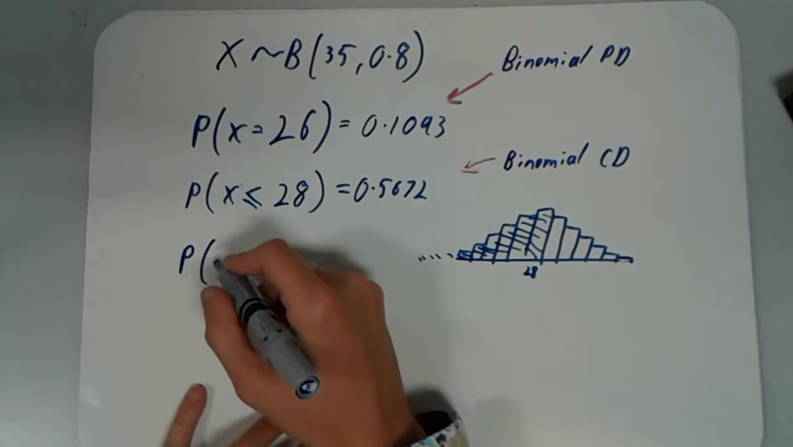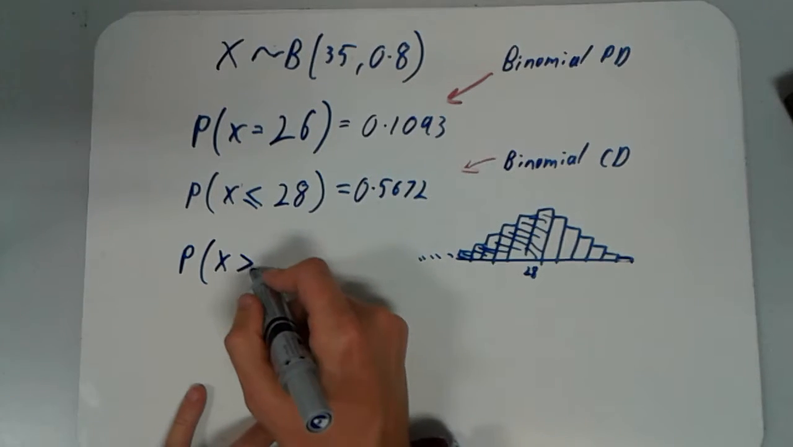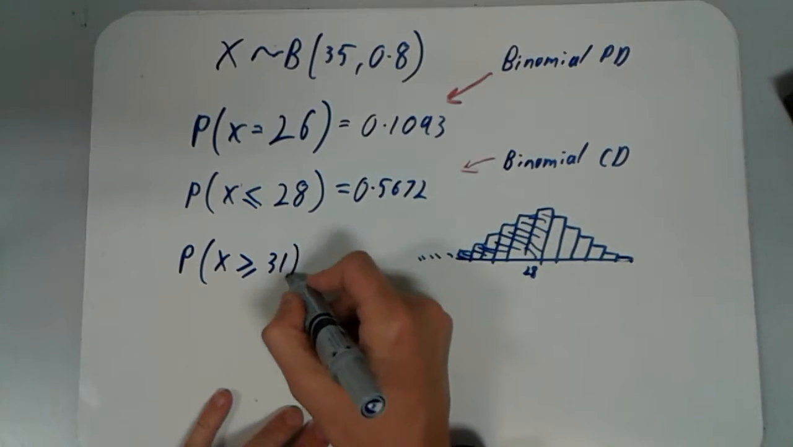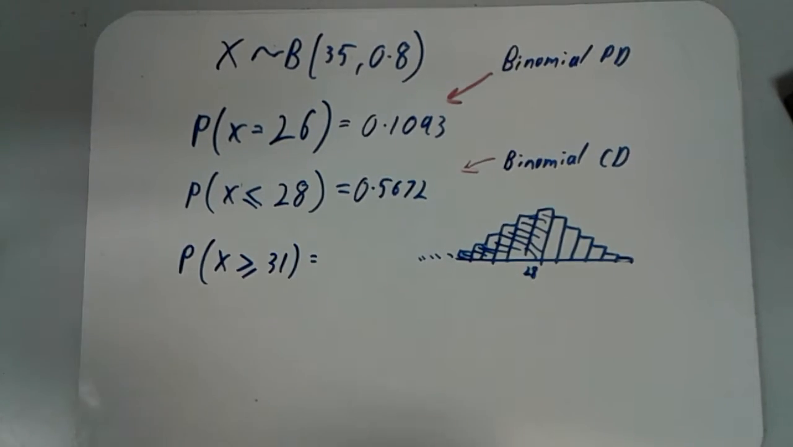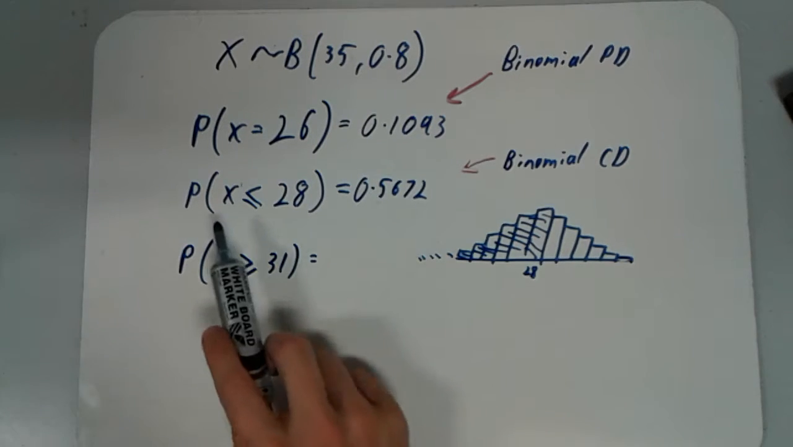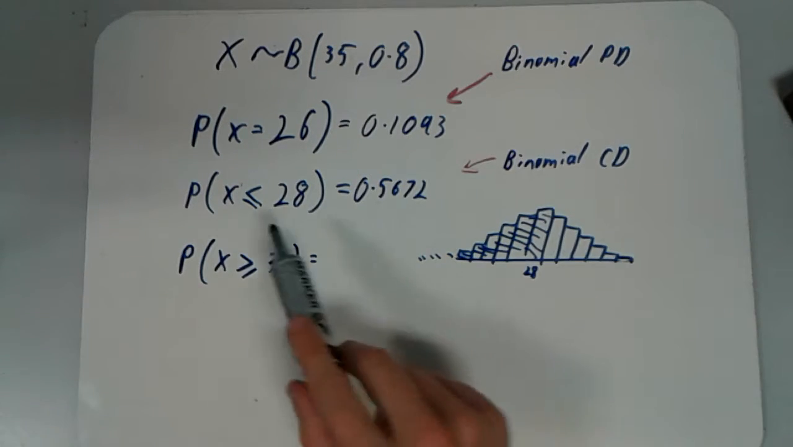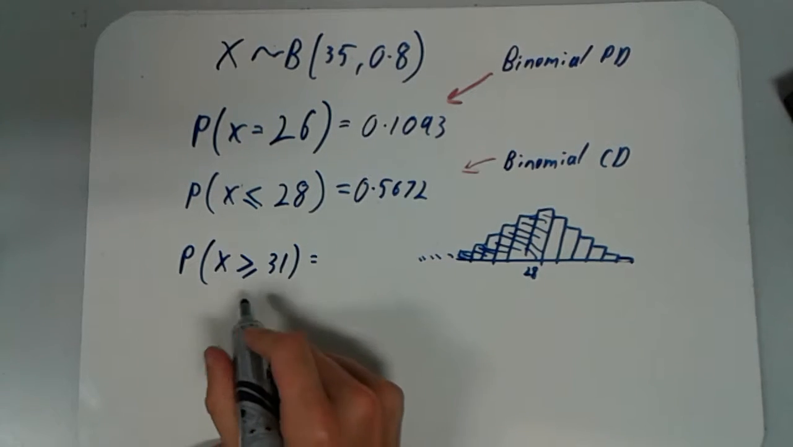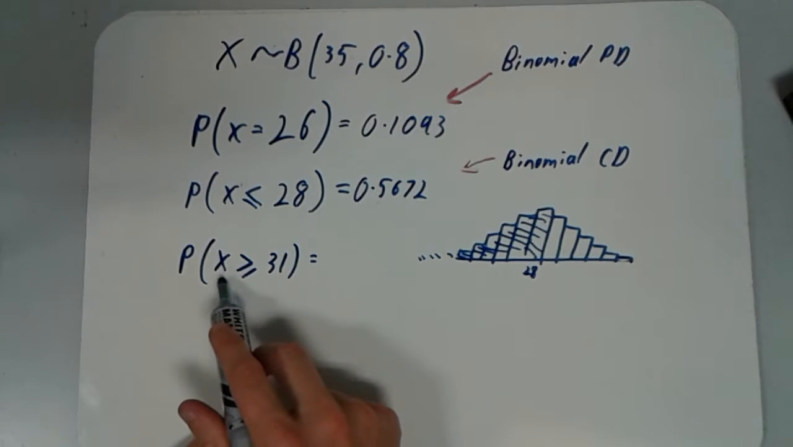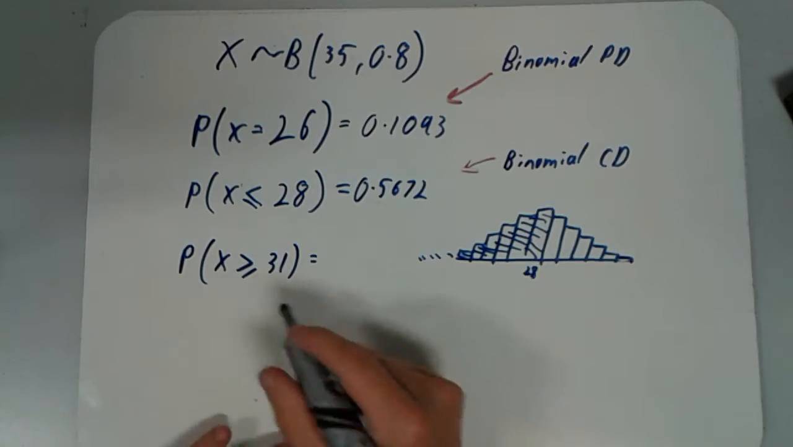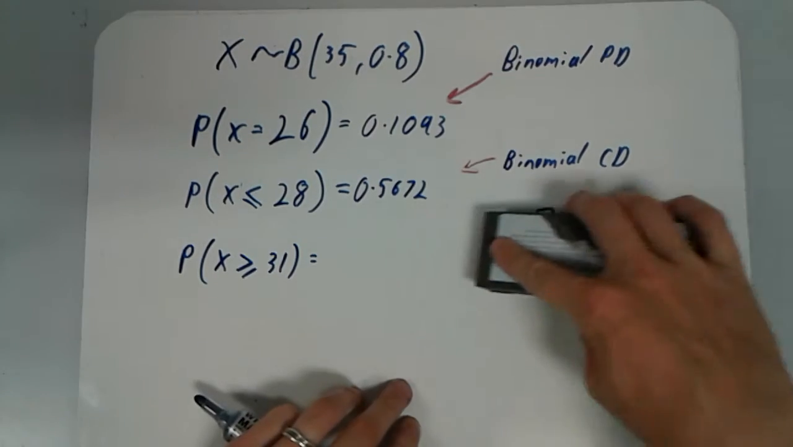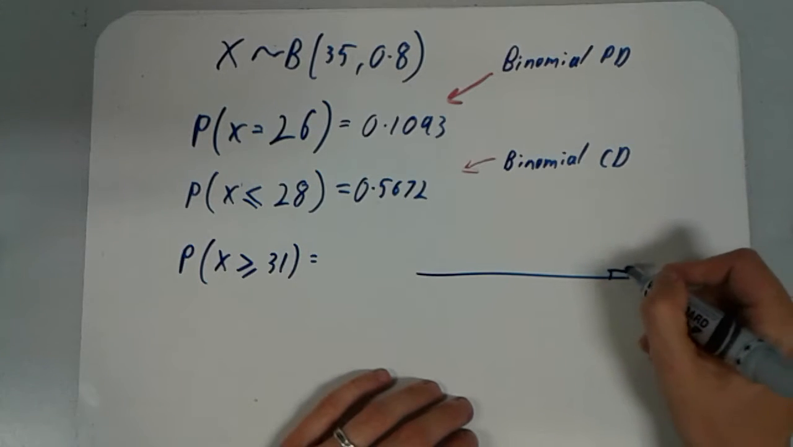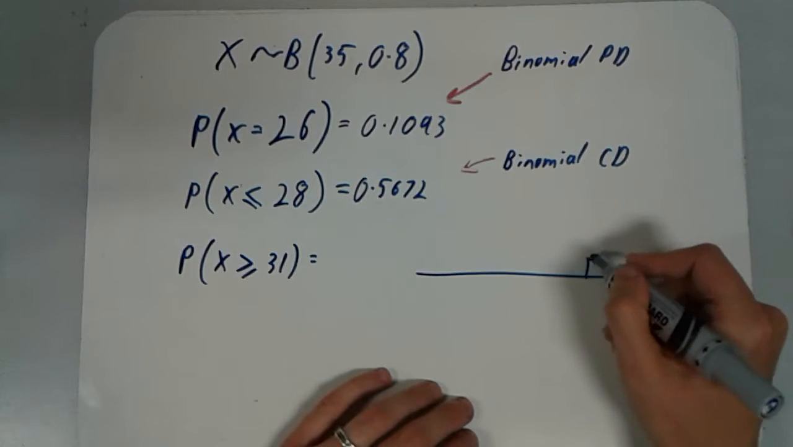But let's say that I wanted to know the probability that x is greater than or equal to, let's say, 31. Our calculator can only do cumulative distribution, which is up to and including a value. So we're going to need to rewrite this question because we can't do greater than. What we need to do is we need to think, well, what's this going to look like? Again, let's just draw it out quickly.